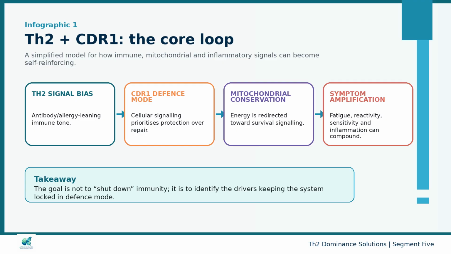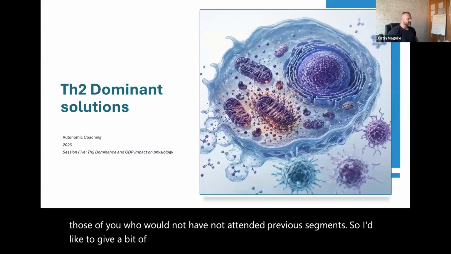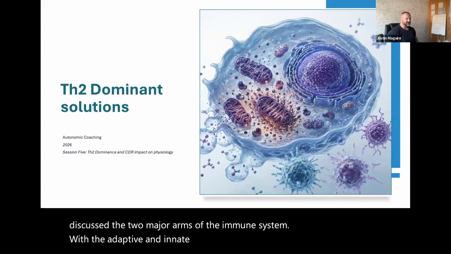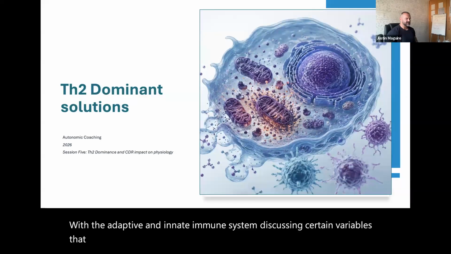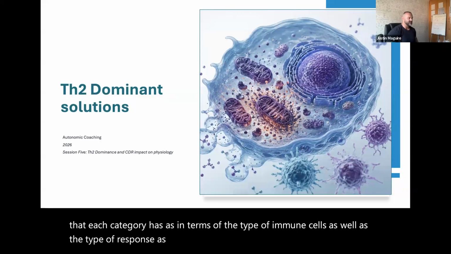For those of you who had not attended previous segments, I'd like to give a bit of an overview and a recap. Within our first segment, we discussed the two major arms of the immune system, both the adaptive and innate immune system, discussing certain variables that each category has in terms of the type of immune cells, as well as the type of response, as well as a coordinated response that they have within an immunological symphony.